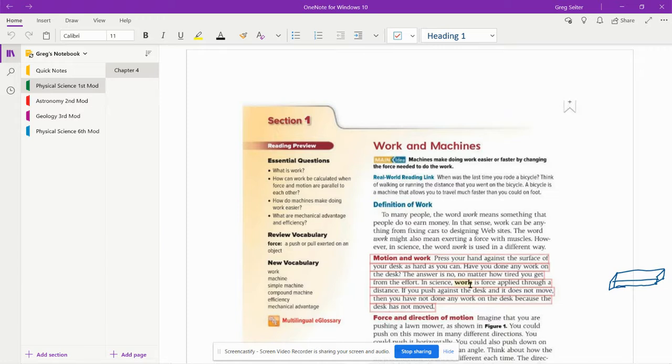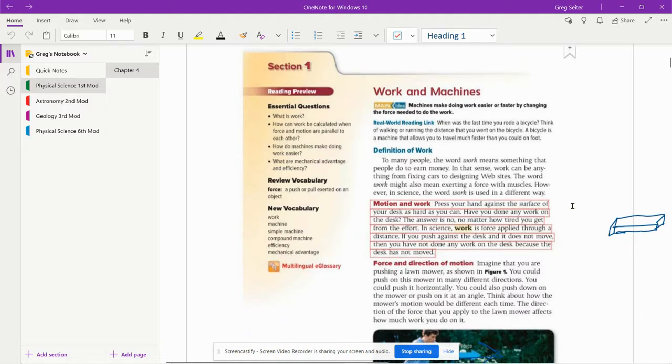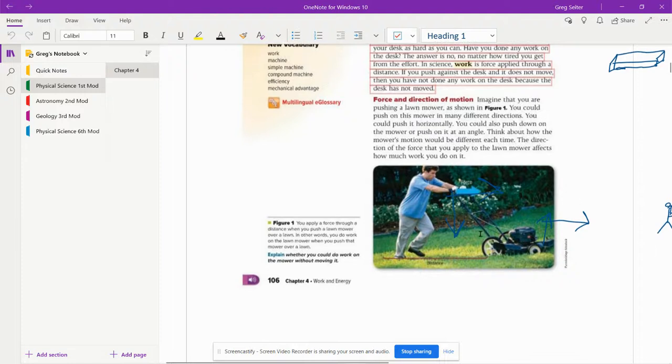All right, so this is our final notes for this chapter 4.3. Remember, we started out with working machines. For work to be done, an object must move. A force is applied, and the object must move. And we talked about this guy pushing the lawnmower. He's applying a force. You can see the arrow right here in this direction.